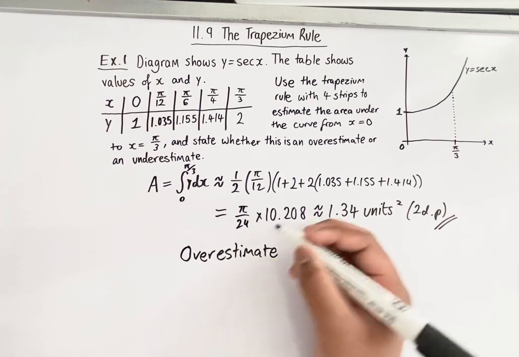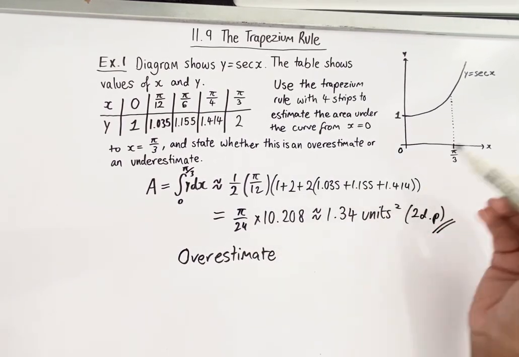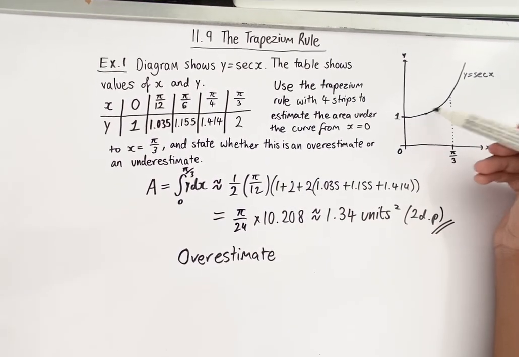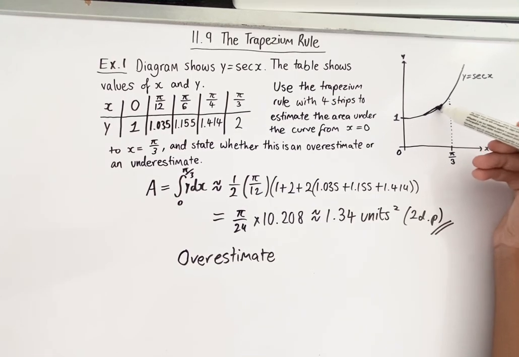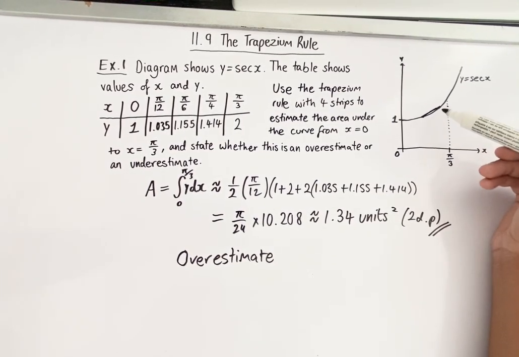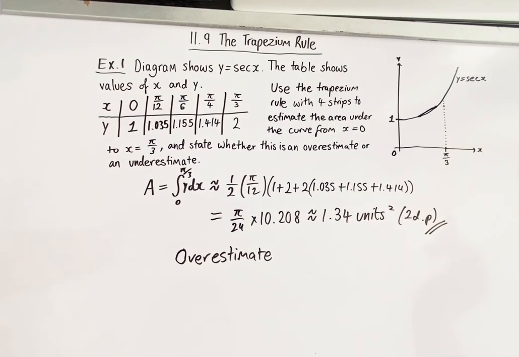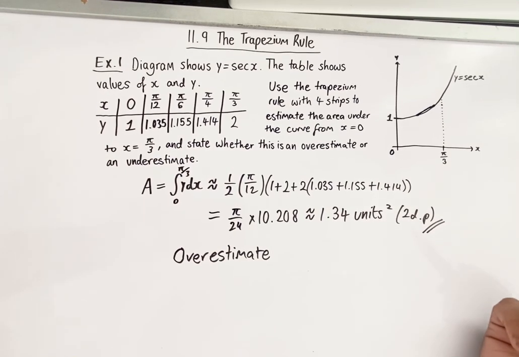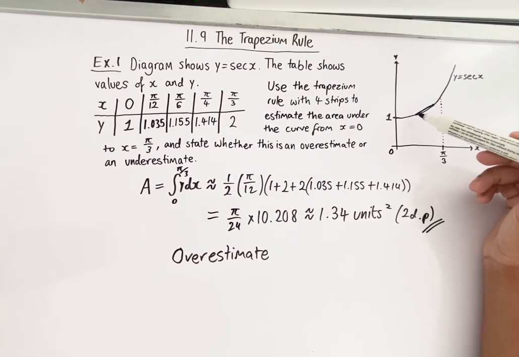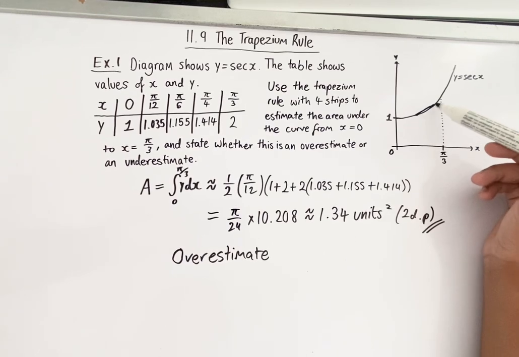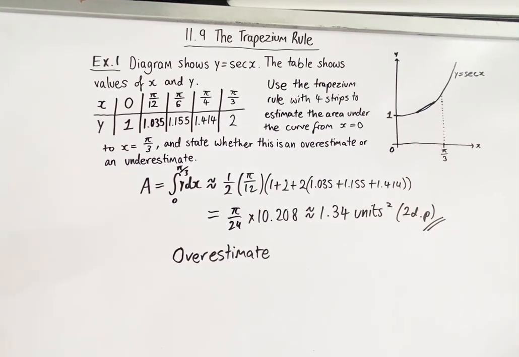That's because the graph is convex, and so if the points are joined together, the trapezium would go over the curve instead of under it, so it would be an overestimate. If it's concave, then it would be an underestimate because the lines would join under the curve. And that's about it.